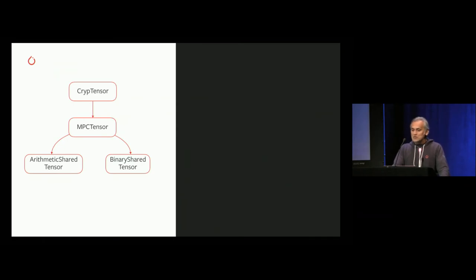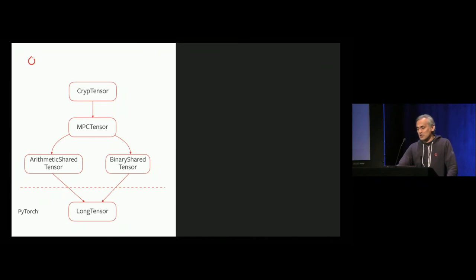So what I have said so far is only about interfaces and APIs. There has to be a tensor which actually stores the data. And that is done by this thing called a long tensor. A long tensor is basically a tensor with int64 type. And this is where we kind of cross over from Krypton land into PyTorch land. And PyTorch, as I said, is a leading machine learning framework now in the neural network deep learning space. And this decision we took very, very deliberately.